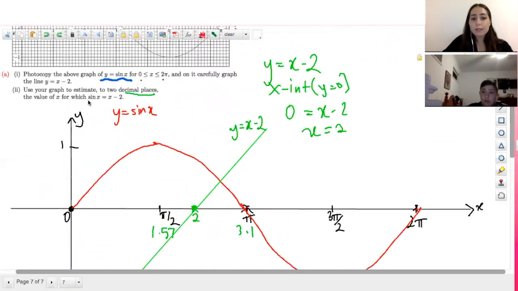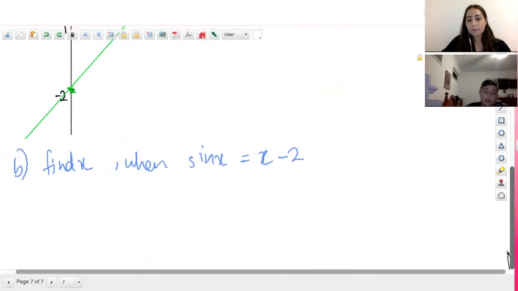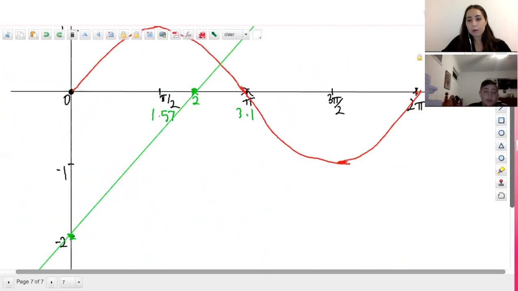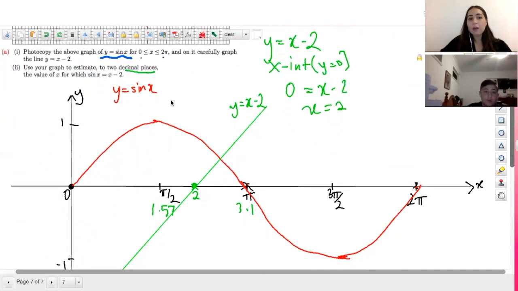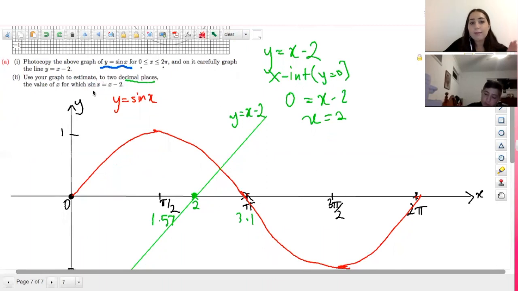So what is this showing? This thing here, like sine x equals x minus 2. What do you think it is? If you think about something, so let's look at the left-hand side. So the left-hand side is sine x, correct? So how does that relate to the first part?